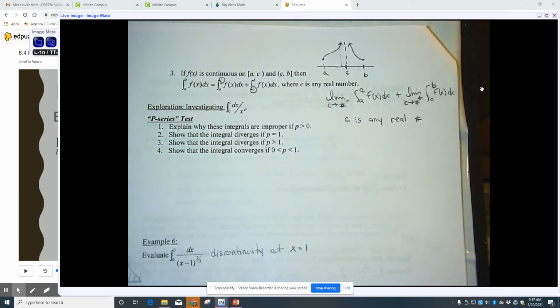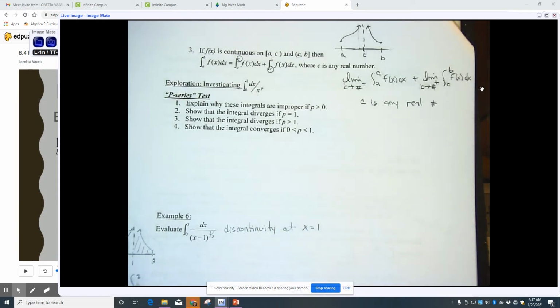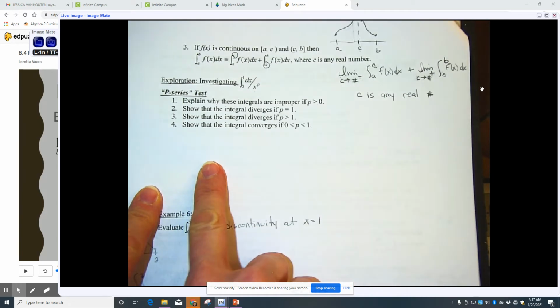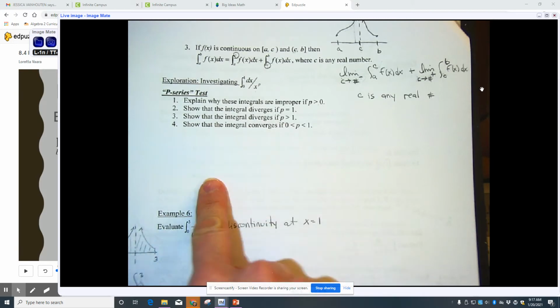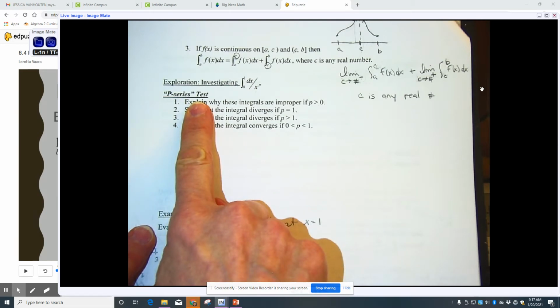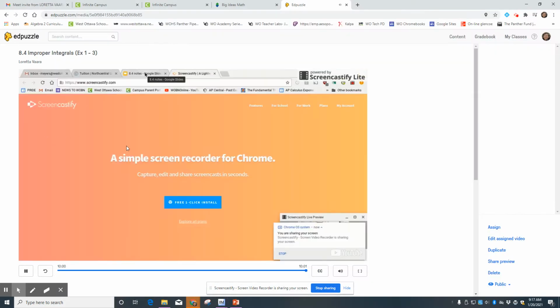Okay. Now, this p-series test is in Chapter 8. However, this is like previews of coming attractions for Chapter 9. So I don't want to spend a lot of time going through this. It's kind of like a proof of why this p-series test works. And we'll do the p-series test in Chapter 9. But I'm going to show you this.